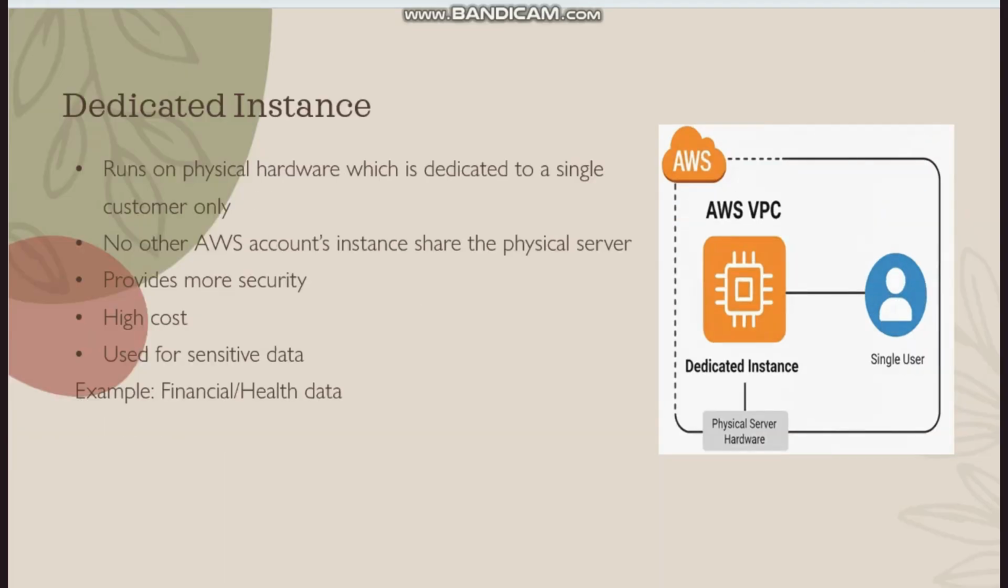Dedicated instance. Dedicated instance means one physical hardware is fully dedicated to a single customer only. So here no other AWS account's instance can share the physical server to run virtual machines. It provides more security compared to shared instance, and it is also high cost, and it is particularly used to keep sensitive data private. For example, if a company wants to keep financial or health data confidential, they can go with dedicated instance.